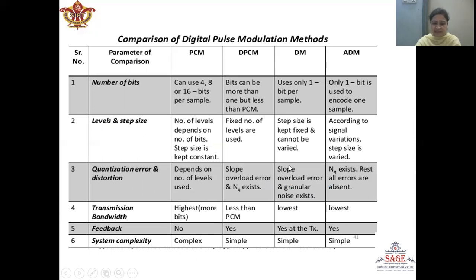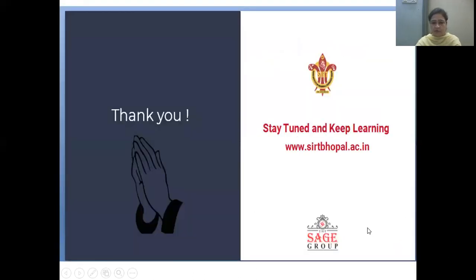Transmission bandwidth is highest in PCM. DPCM has lesser bandwidth than PCM. Delta modulation has the lowest because only 1 bit is transmitted, and ADM also has the lowest bandwidth because it transmits a single bit. Now in PCM, there is no feedback. In DPCM, delta modulation, and ADM, there is a feedback circuit. Now for system complexity, PCM has a complex system, whereas DPCM, delta modulation, and ADM have a simple system. Now this is all for today's lecture.